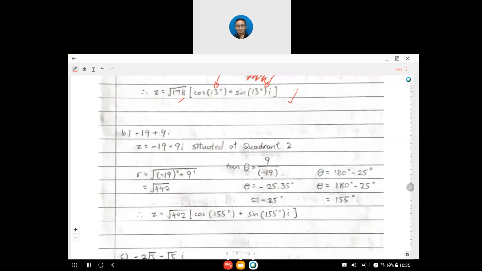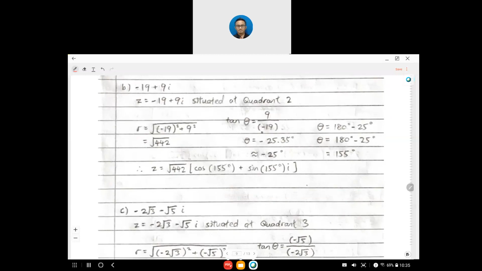Okay, B. B also same things, but this one is situated at quadrant 2. So remember quadrant 2. Then you need to find the R. R tak ada masalah. Nak cari theta tu you kena be careful. So R you can get square root of 442, and then tangent 9 over negative 19. If you are using the degree, you can get your calculator, it becomes negative 25.35 degree. Make sure ambil value dia tu.